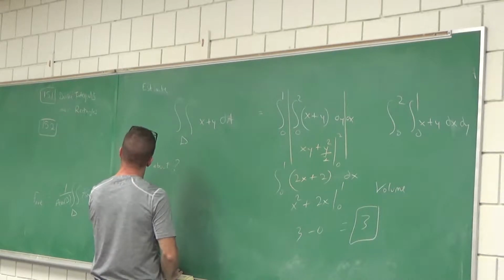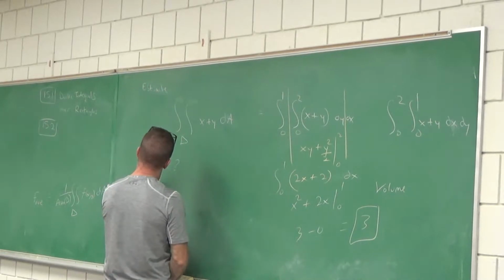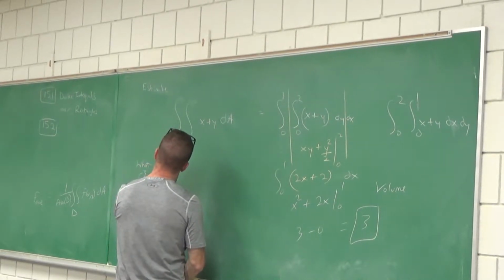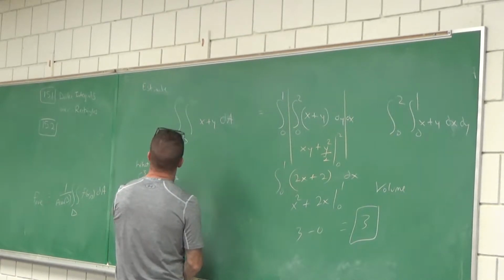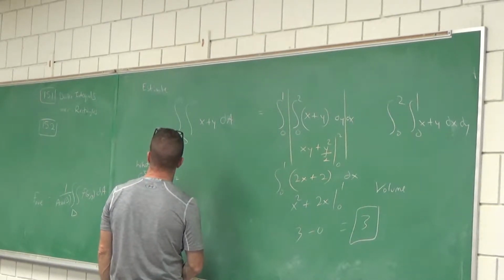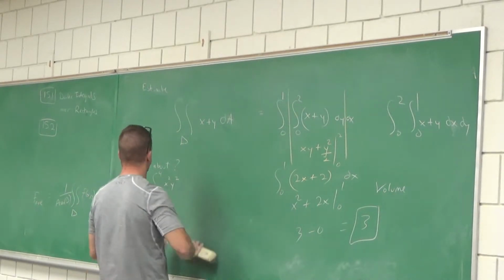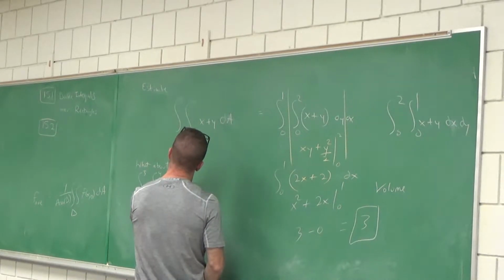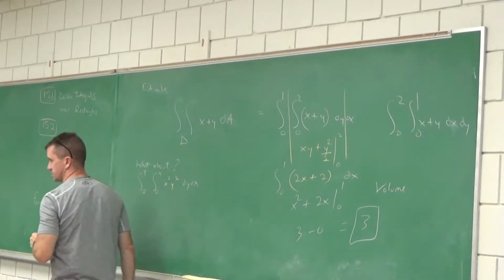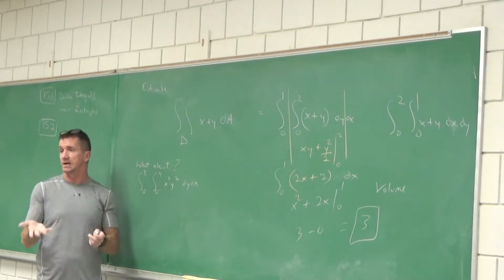How about I've got 0 to 3, 0 to 4, x squared y squared. Or what did I do last time? 0 to 1, 0 to 2? Okay. And I'm going to do dy dx. So, everyone, if I asked you to calculate this, you could do the iterated integral, true?